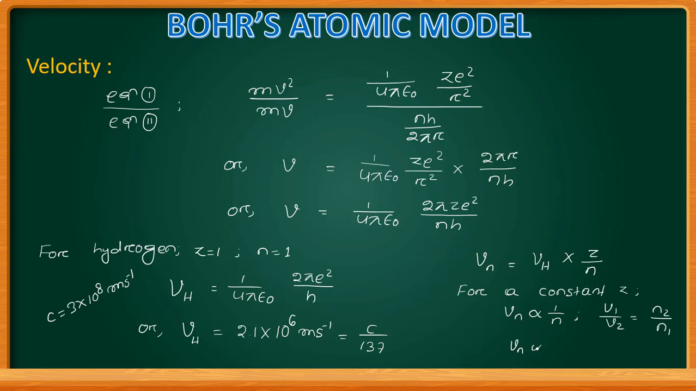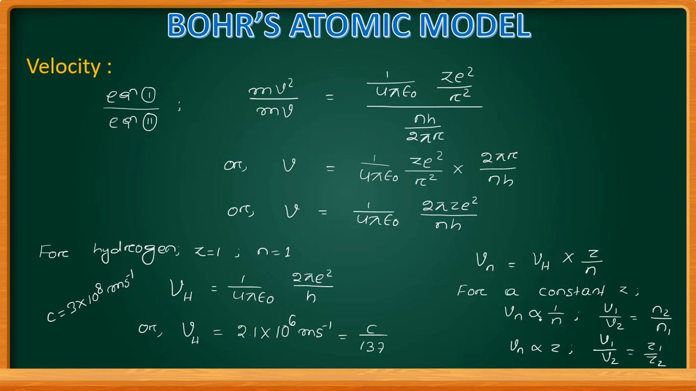so that you can get Vn proportional to Z, or you can write V1 by V2 equal to Z1 upon Z2. Yes or no? As here you can see, velocity is inversely proportional to n. That means if orbit number increases, then velocity decreases. That it says closer the orbit, more is the velocity. Yes or no? This is all about the velocity.